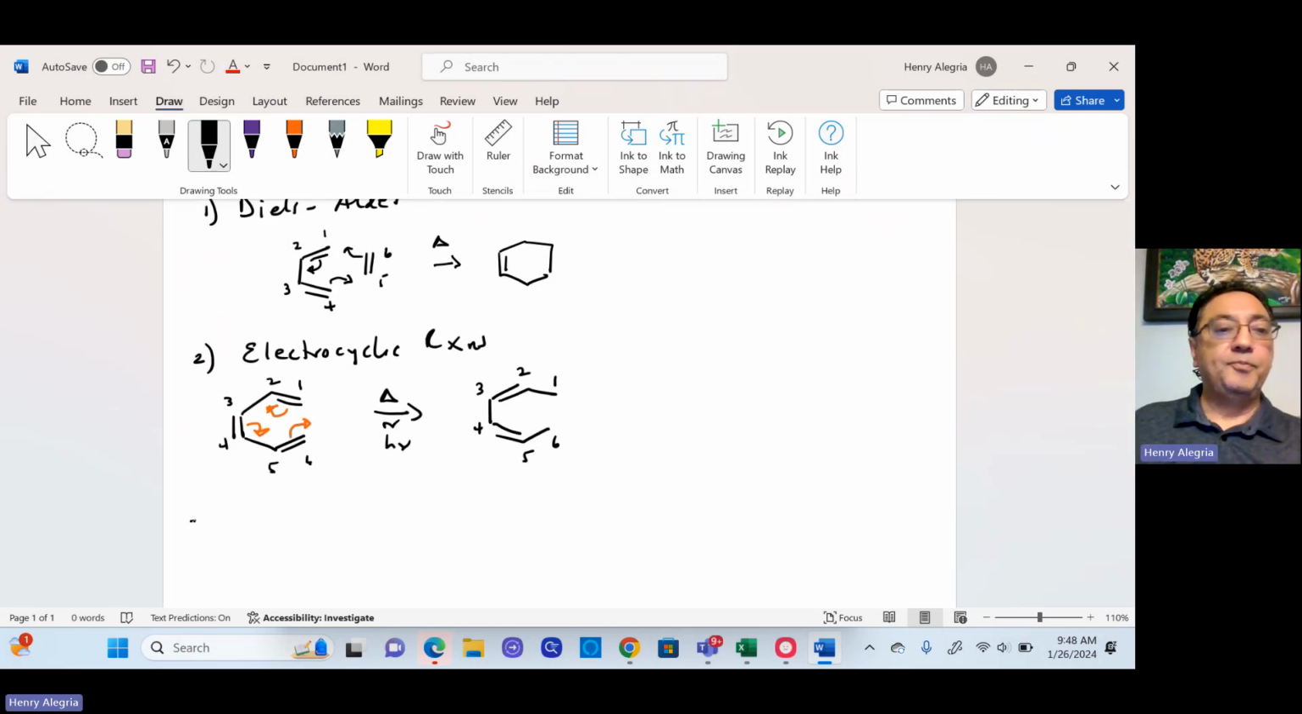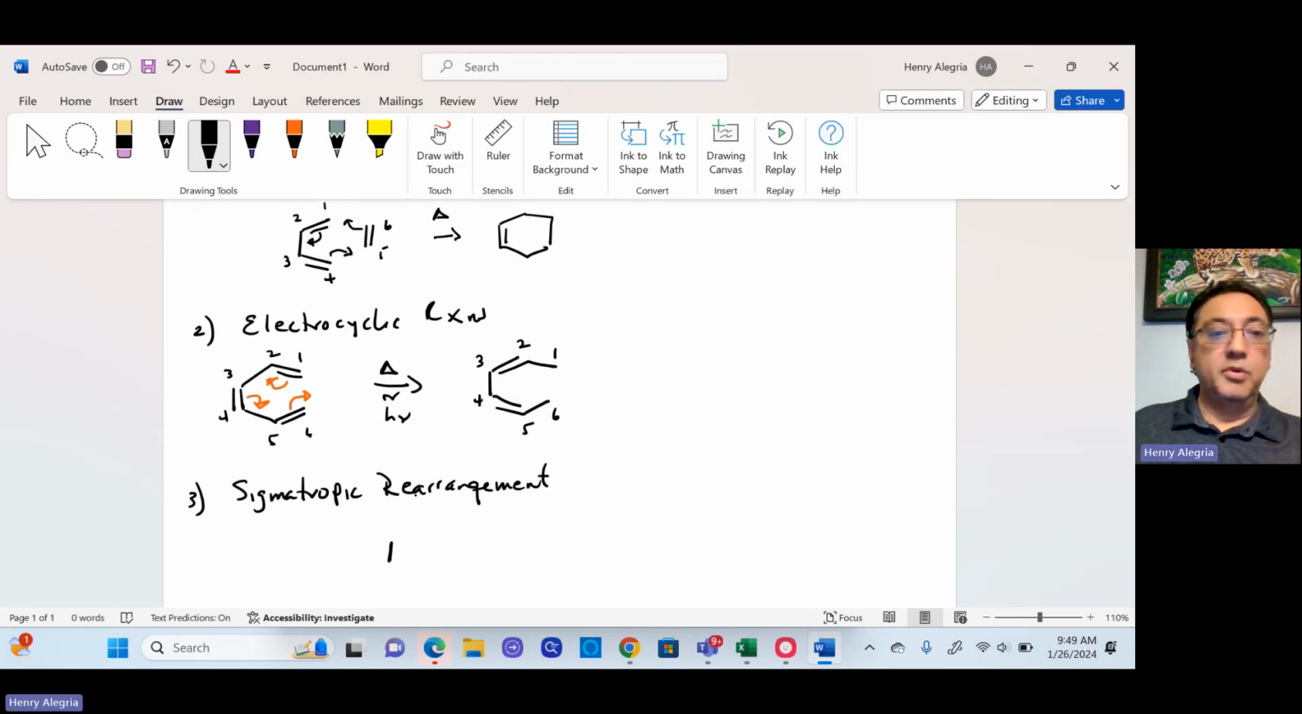And then finally, you have what we call sigmatropic rearrangements. You've actually already seen a sigmatropic rearrangement in Orgo 1. We just didn't call it a sigmatropic rearrangement, but a sigmatropic rearrangement would look like this. Let me just scroll slightly higher. So what we're going to have here is this type of a situation. So 1, 2, 3, 4, 5, 6.